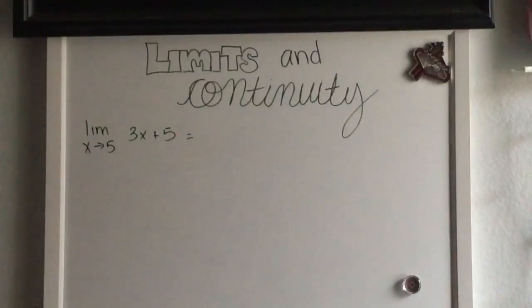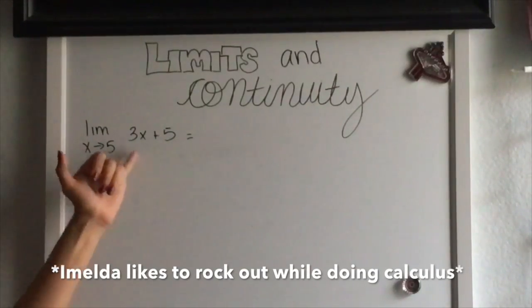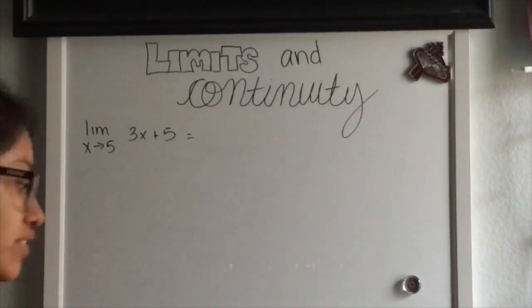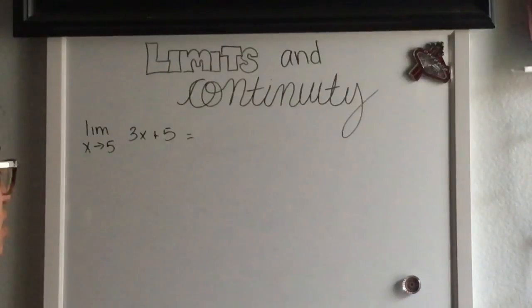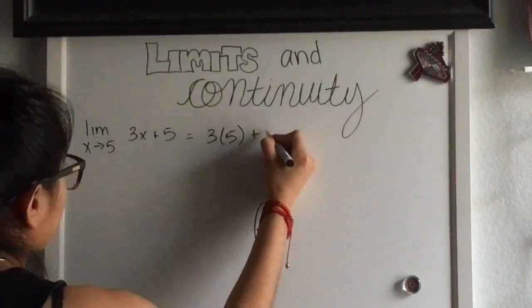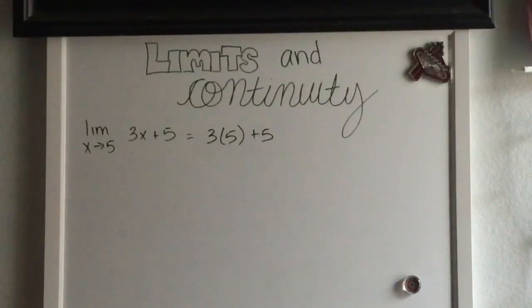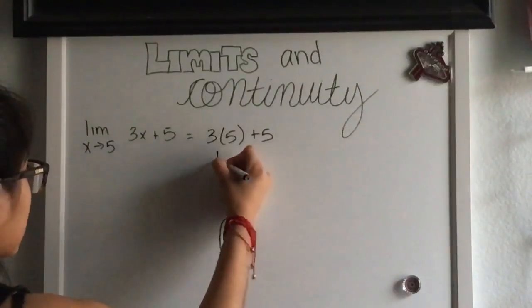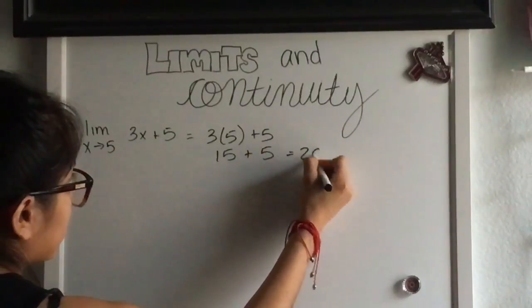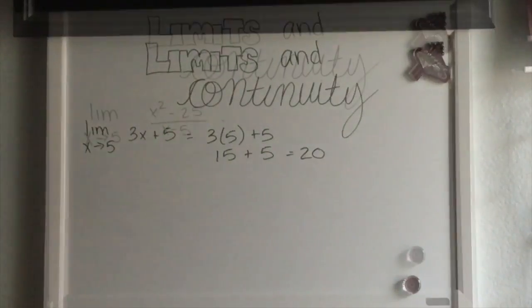So our first example will be to find the limit of 3x plus 5 as x approaches 5. So in this case, all we have to do is just plug it into the equation. So then we get 3 times 5, which is 15, plus 5, which equals 20. And that is our limit.